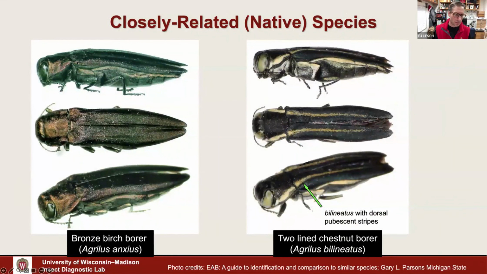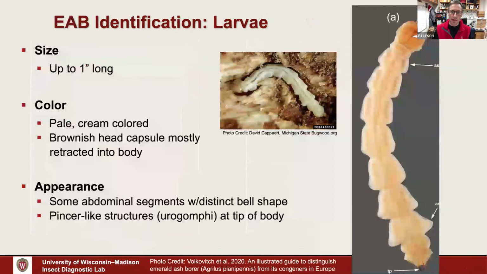I do want to point out some close lookalikes that are native, which I mentioned earlier. On the left, we've got bronze birch borer, which goes after stressed birch trees. Two-lined chestnut borer goes after stressed oak trees. So again, these look similar. They're very closely related, but they're native, and they don't go after healthy trees. They go after the ones that are stressed and compromised.